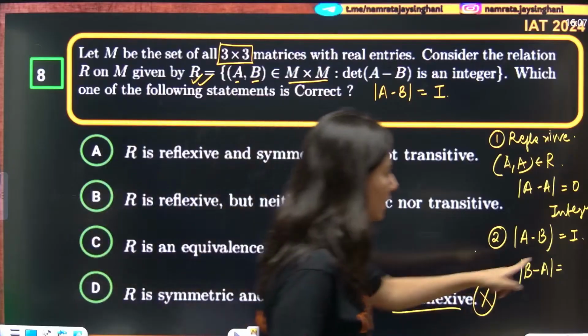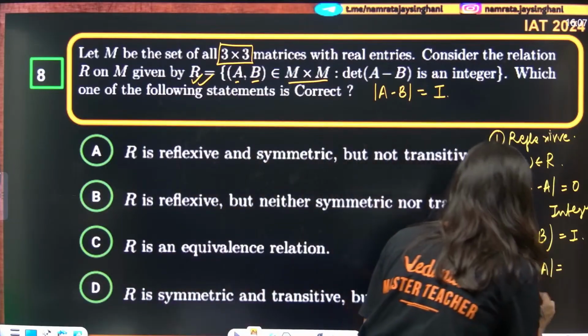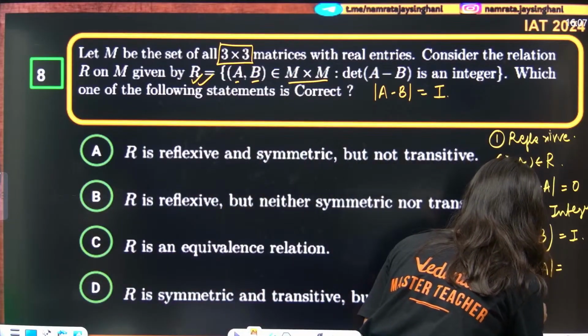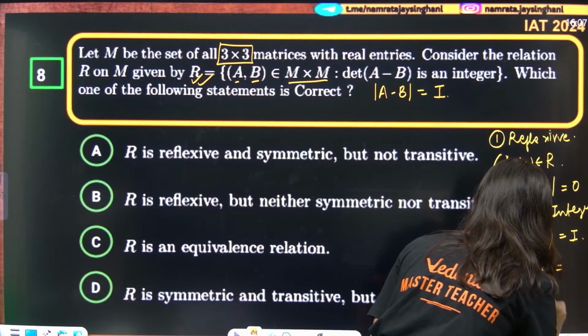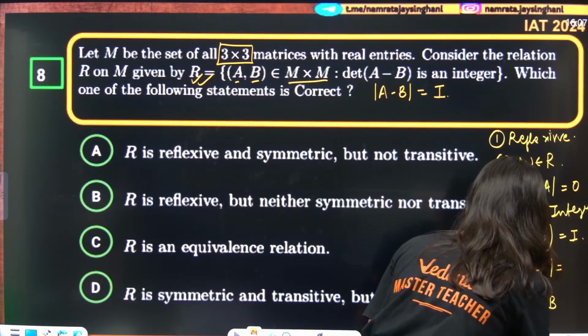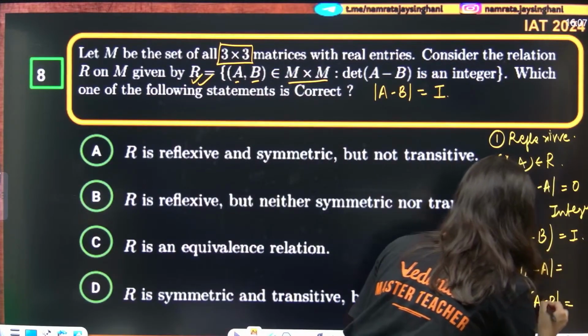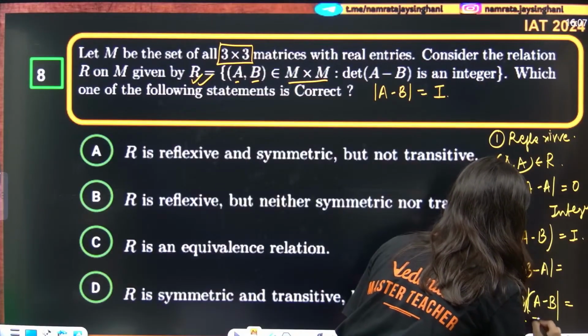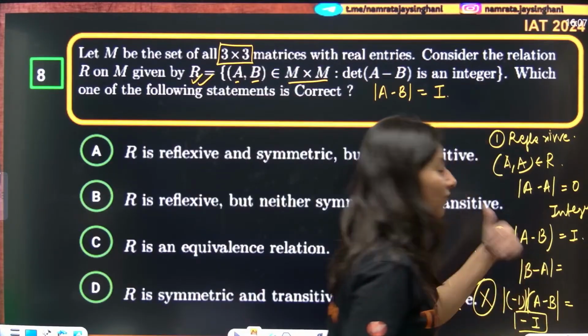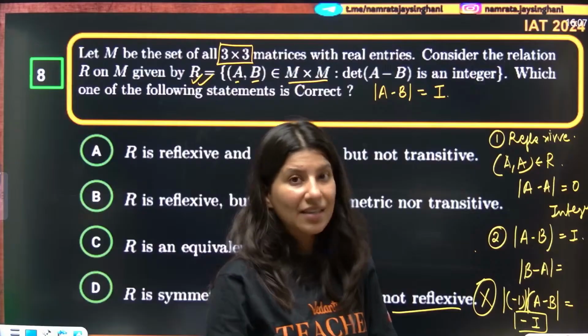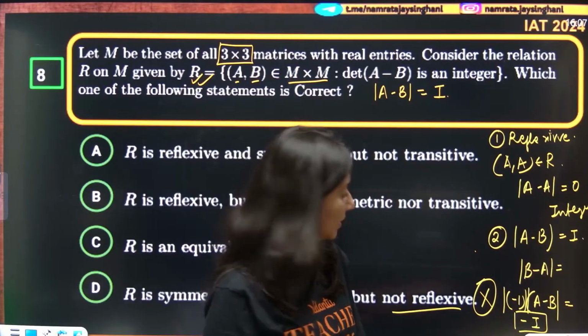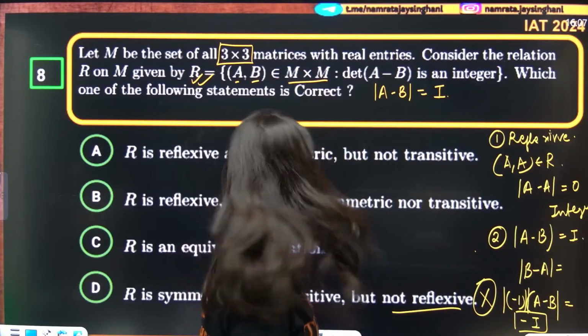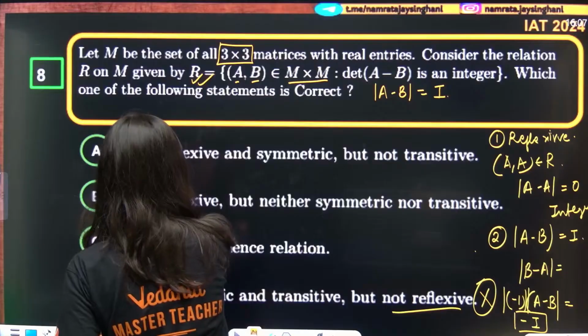So B minus A definitely should be an integer. If I reverse the minus sign, if I take out minus 1, A minus B, determinant of this is an integer and this is minus. So this is minus integer. See, if I is an integer, then minus I will also be an integer. That means yes, it is a symmetric relation. So B option is wrong.